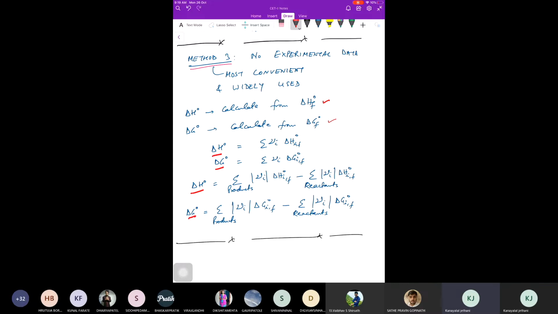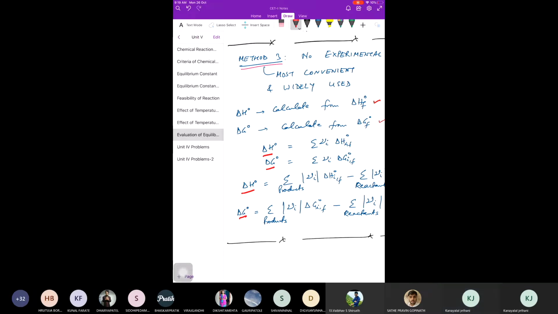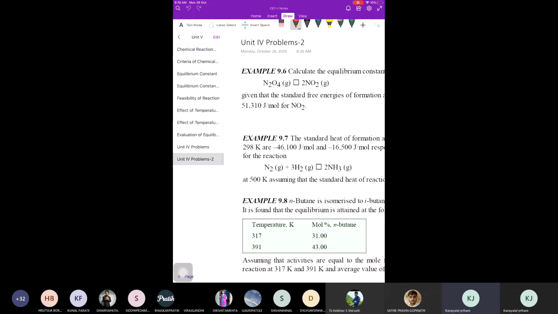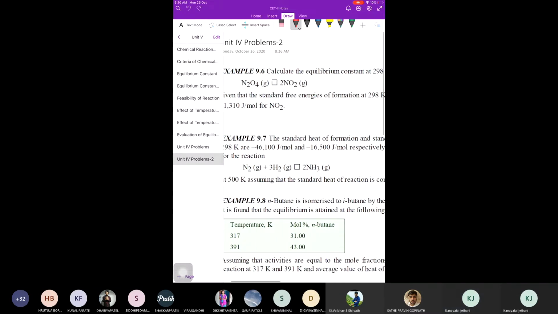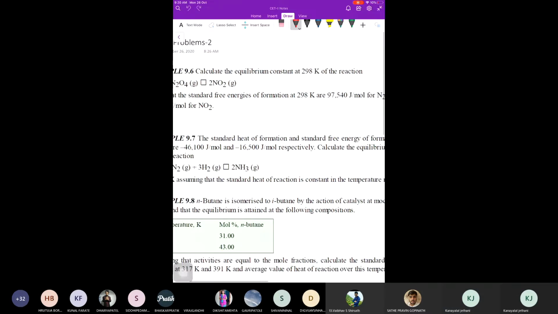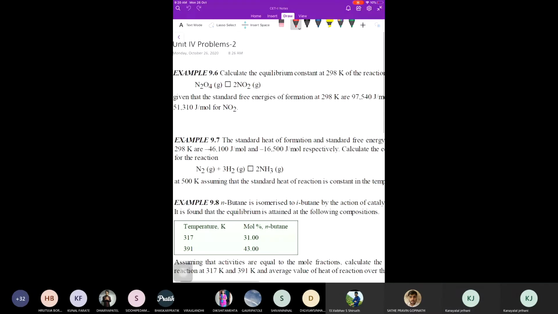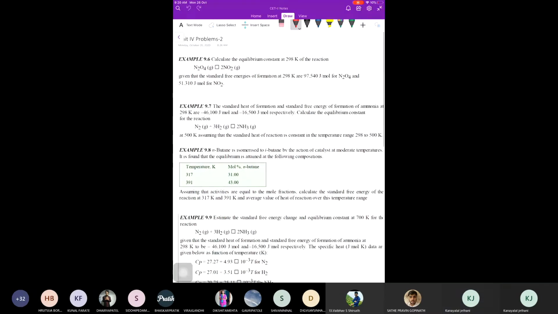So these are all the three methods of calculating all these constants, and then you can calculate delta G at any temperature, heat of reaction at any temperature, and K at any temperature. Any questions? Okay. So if there are no questions, let's solve some problems. Okay. So let's see. We'll start with example 9.6.